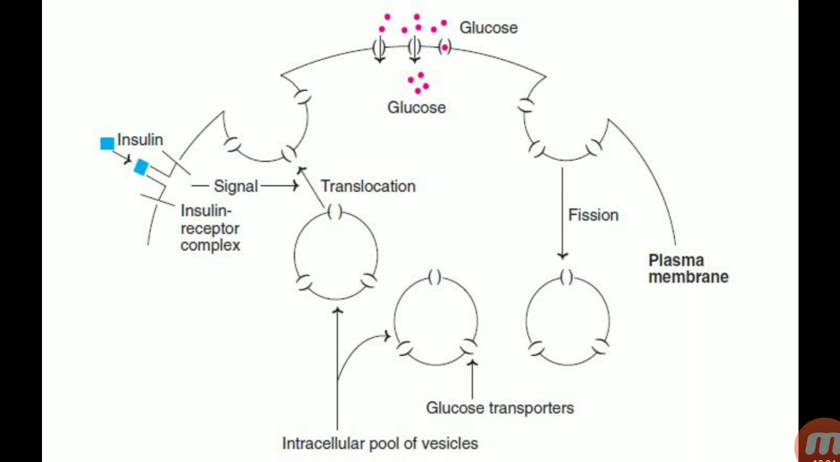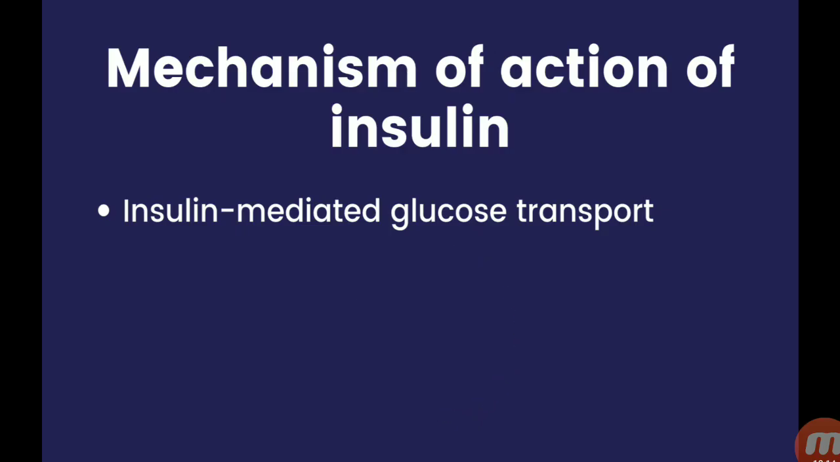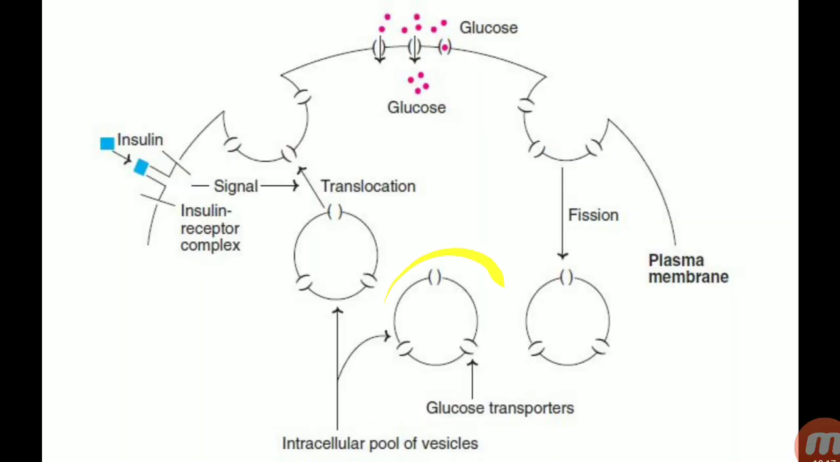Now the second one is the mechanism of action by insulin mediated glucose transport. The binding of insulin to the insulin receptor signals the translocation of vesicles. Don't confuse this figure with the change in the slide. When insulin binds, the insulin receptor signals the translocation of vesicles containing glucose transporters from the intracellular pool to the plasma membrane, highlighted by the yellow line.